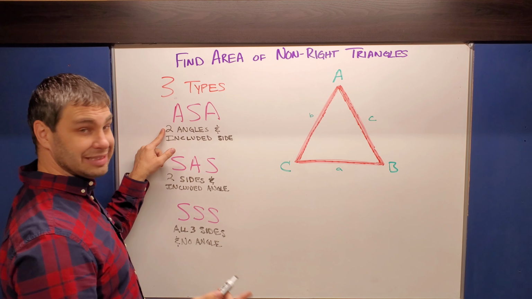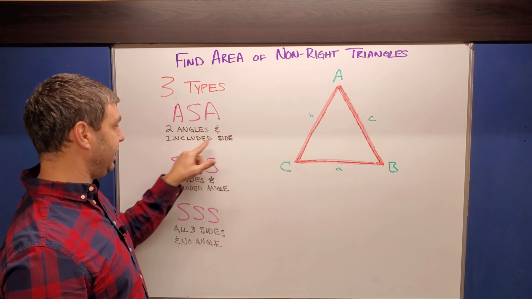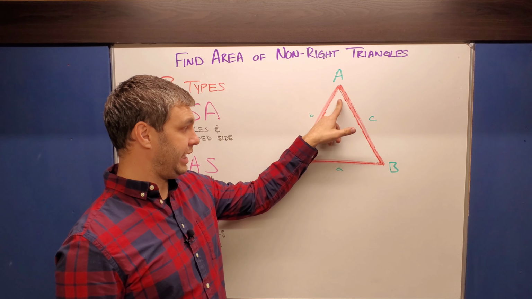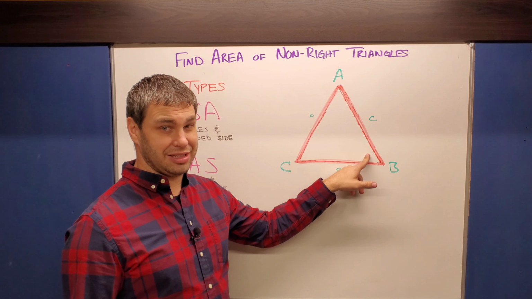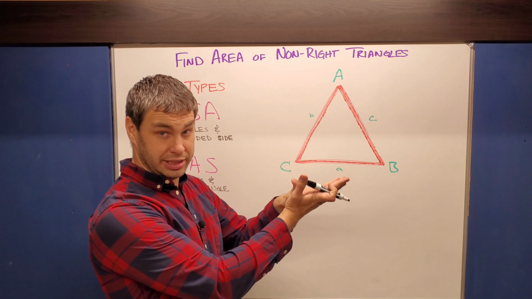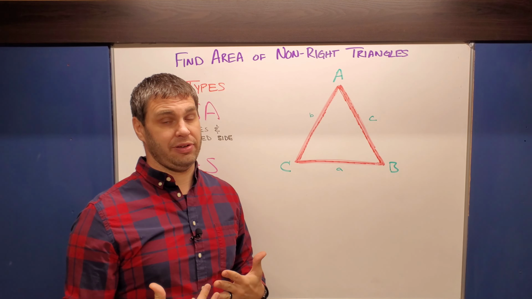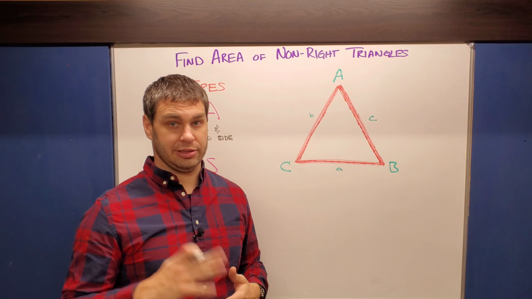And below this, you'll notice that it says we have two angles and the included side. Okay, so for example, if the two angles that I was given were A and B, I would have to have the included side C, the one in between those. That's what included means. And if I have those three things, then I have enough information to find its area. All right, so let's try a couple examples.